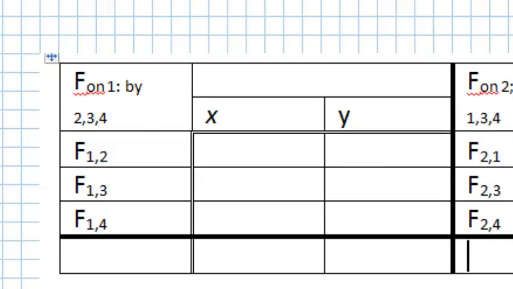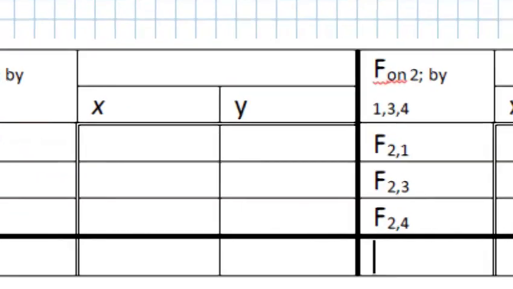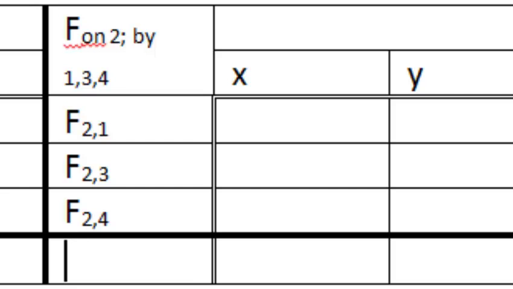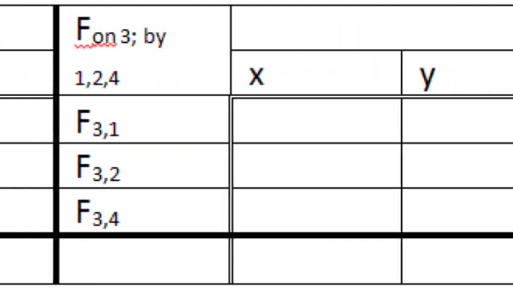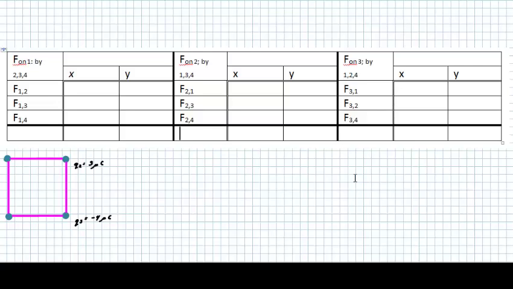So we're going to look at the force on 1 by 2, the force exerted on 1 by 3, the force exerted on 1 by 4, the force exerted on 2 by 1, the force exerted on 2 by 3, the force exerted on 2 by 4, the force exerted on 3 by 1, the force exerted on 3 by 2, and the force exerted on 3 by 4. After we get the chart made, the next thing to do is just some brute force calculations. So we're going to just use Coulomb's law to come up with the calculations.